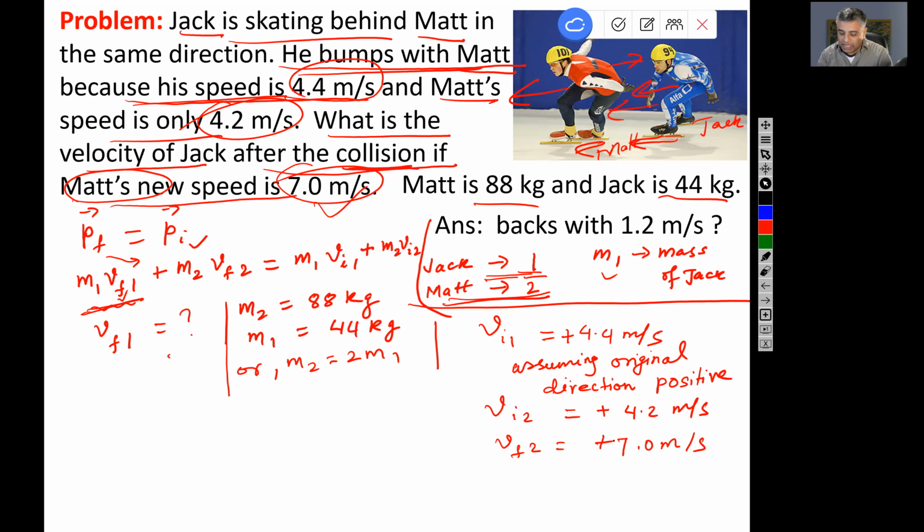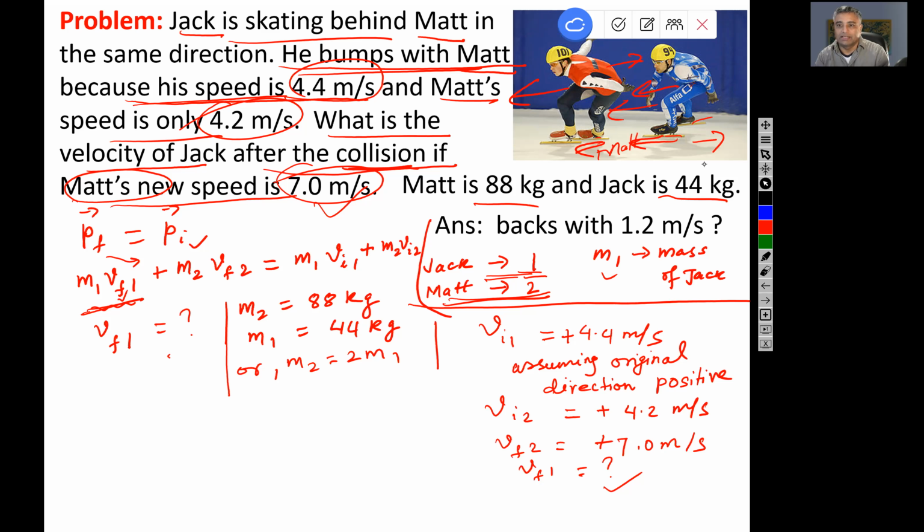So vF is that. So now what do we want? vF1 is what? If we get positive, that means even after the bump, Jack continues going in the same direction. If we get this negative, that means Jack, after bumping, gets reversed. Okay, so let's say there is a car and there is a truck. If the truck bumps on the car from behind, what's going to happen? Most likely, the truck is going to just keep moving in the same direction without reversing the direction.